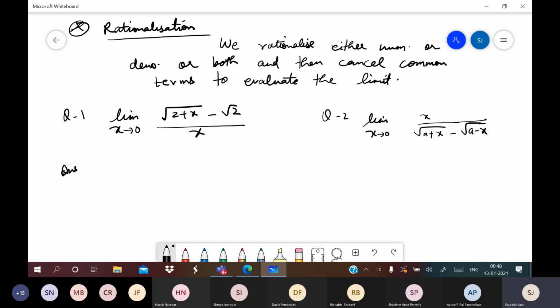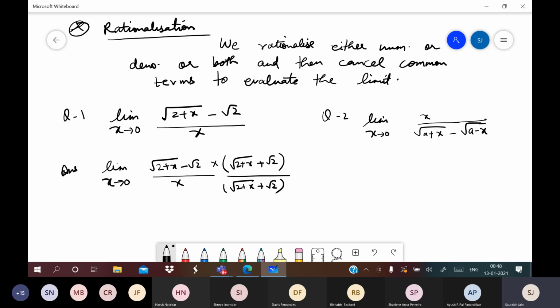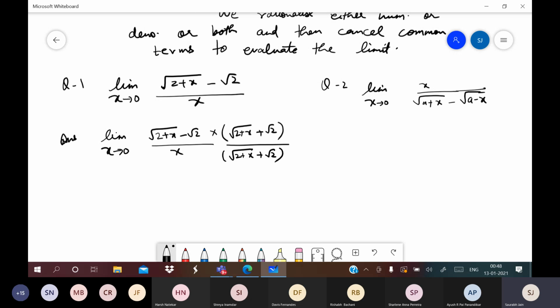How do you rationalize things? What is the problem? It is root 2 plus x minus root 2. So you multiply by root 2 plus x plus root 2. If you have to multiply, you will have to divide also, right? Now after doing this, what is the purpose of this rationalization? You multiply them in the numerator. So how will you multiply? It's like a minus b into a plus b. So it will be a square minus b square, right?